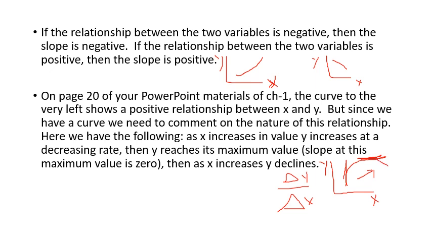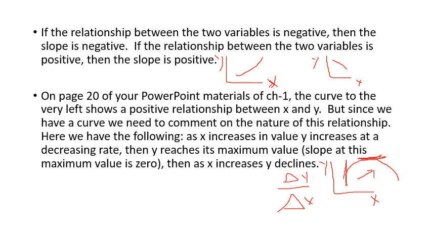If the curve after that goes down like this, it will become negative. So here it said in page 20 of your PowerPoint of chapter 1, the curve to the very left shows a positive relationship. It looks like what I graphed here at the beginning. But since we have a curve, we need to comment on the nature of the relationship. Here we have the following relationship. As x increases in value, y increases at a decreasing rate. This is what I just explained.